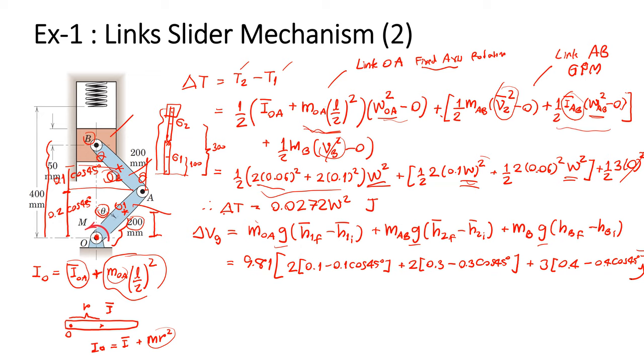And yes, we have the numerical value here. The delta Vg, the gravitational potential energy, is 5.747 joule. How about the elastic potential energy? The delta of elastic potential energy is 1/2 of the spring stiffness, and we have the delta X at final condition and delta X at the initial condition.